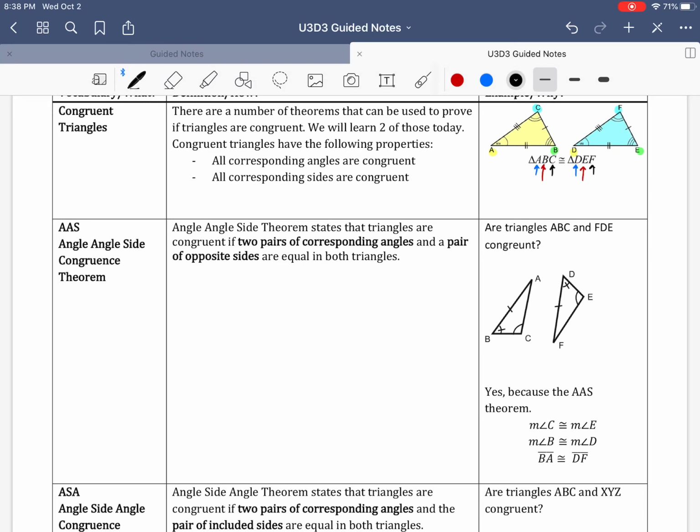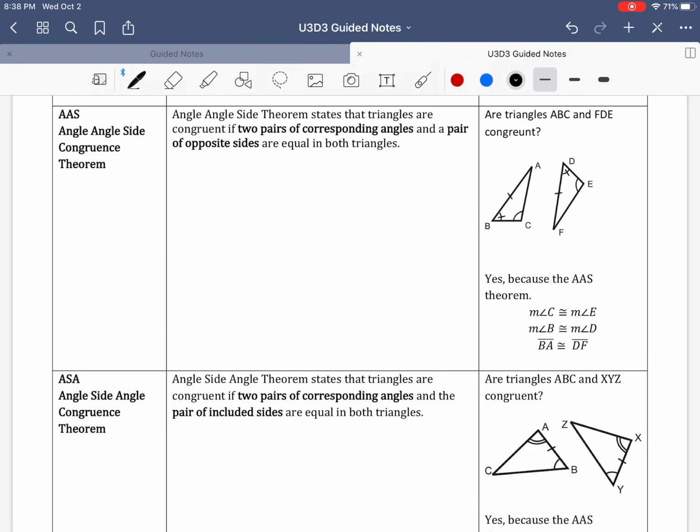Additionally, we understand that side BC is congruent to EF. We know that AB is congruent to DE and that AC is congruent to DF. All right, so we know these are congruent triangles, therefore all of these things are true.